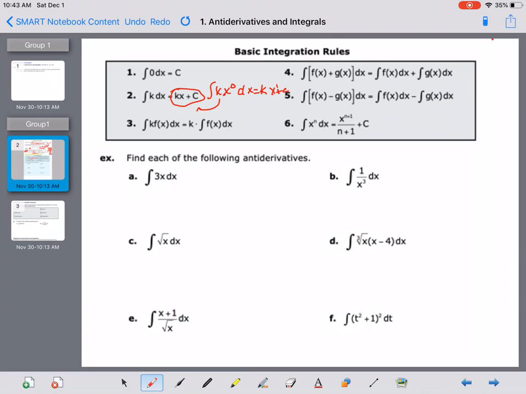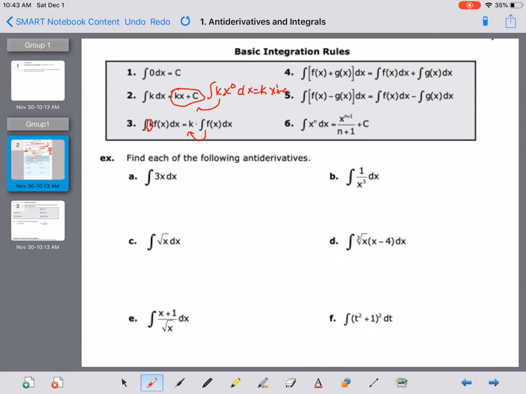Okay. The next one is kind of what I was just talking about, that coefficient, the idea of taking our coefficient, so k is a coefficient, and taking it outside of our process. So taking it outside of the process, and then worrying about the function piece and dealing with the coefficient later.